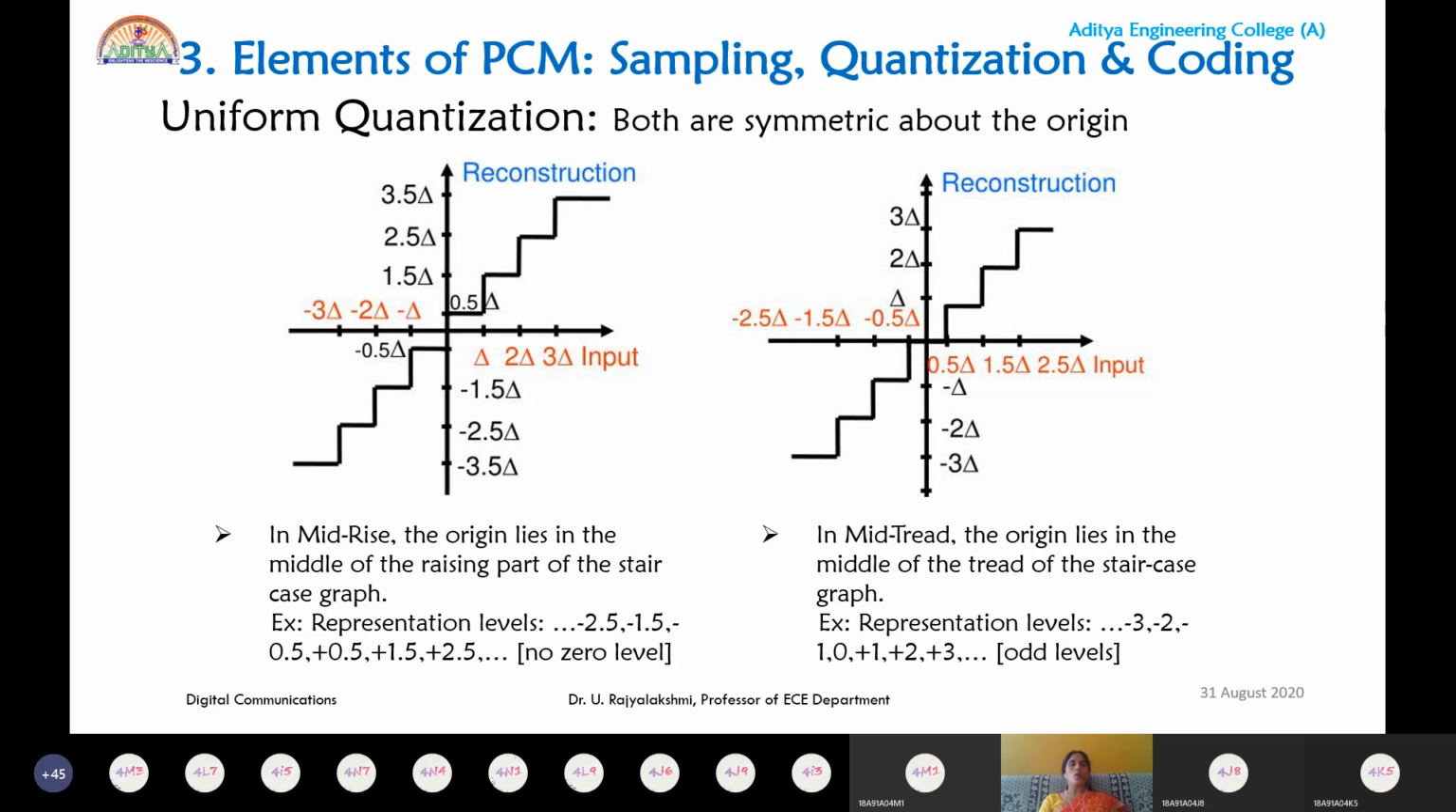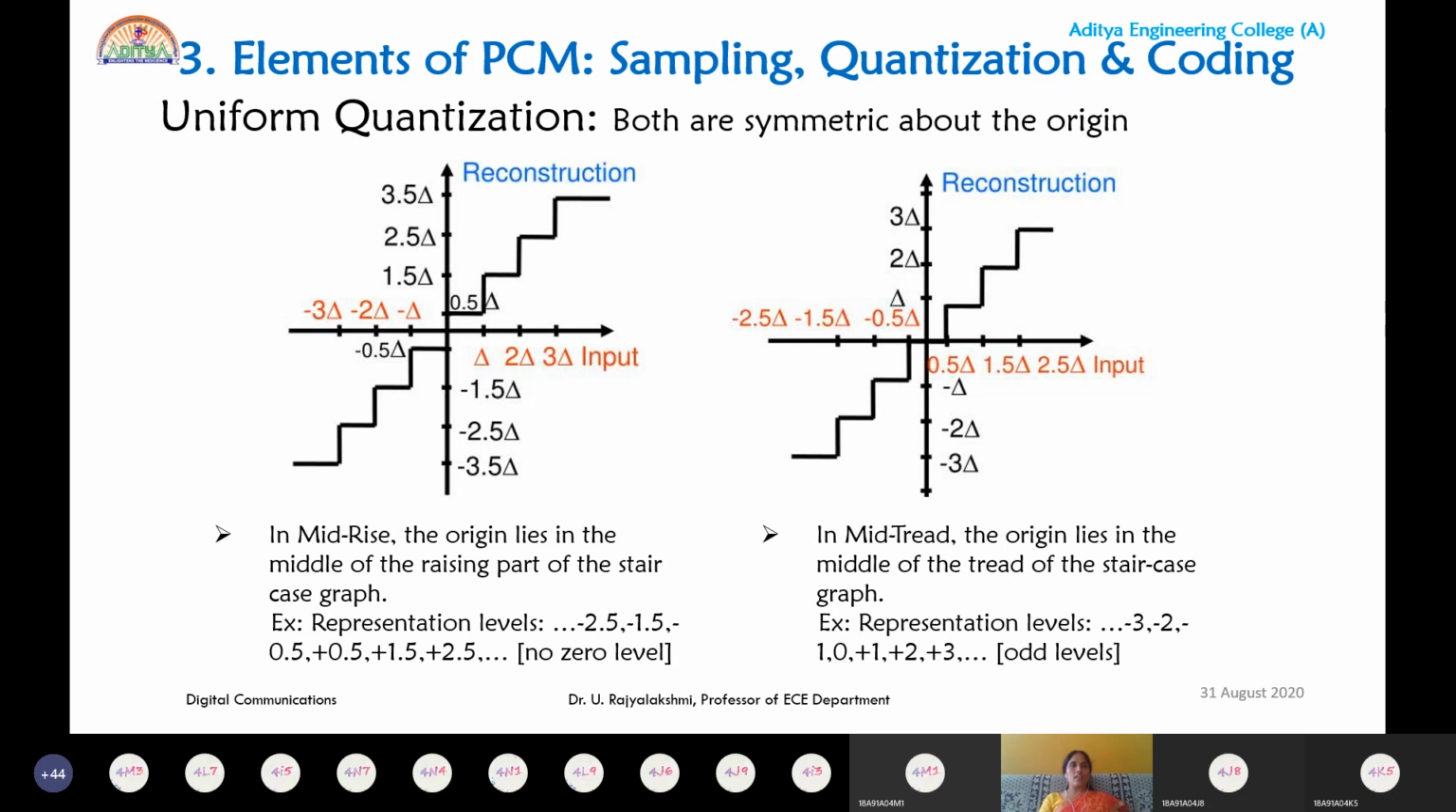The amplitude of the sample signal is discretized by using several reconstruction levels shown on the y-axis. So what is the x-axis? The sample signal. And what is the y-axis? The amplitude axis is discretized into how many reconstruction levels? 2 power n reconstruction levels. Here please observe delta. Delta is nothing but the step size.